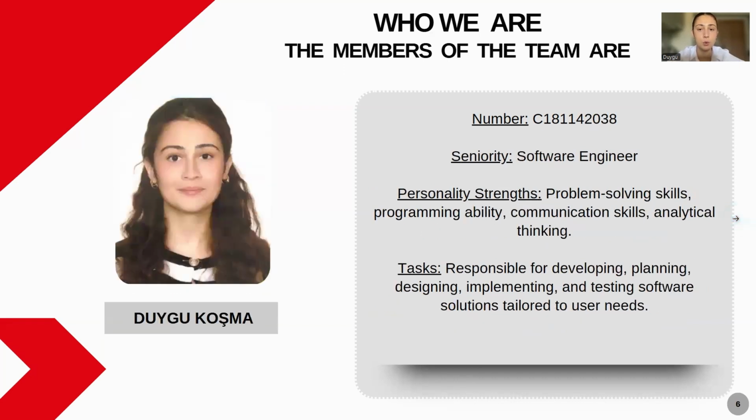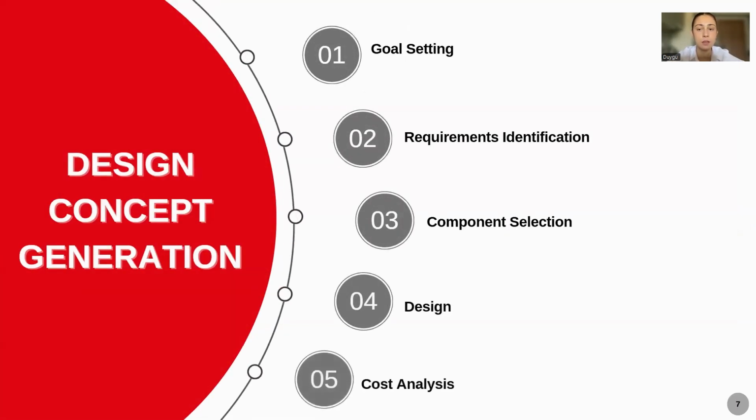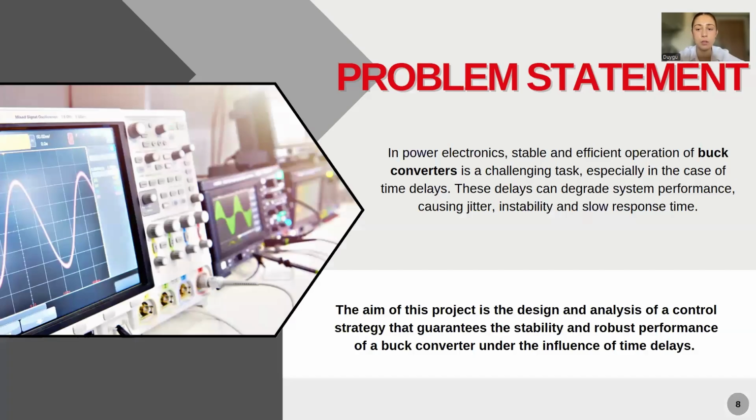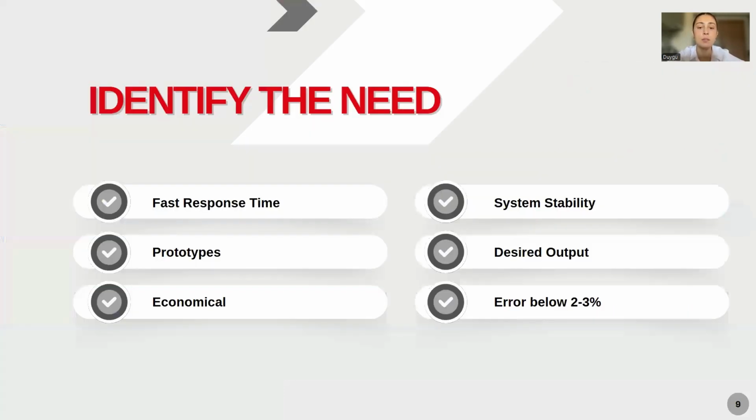Before starting the project, we determined the design concept generation method, and these are goal setting, requirement identification, etc. As you know, stable and efficient operation of converters is a challenging task because of time delays. So in order to analyze the time delay and design an appropriate control, we chose a buck converter that can make good observation. We identified the needs such as desired output, error value, and stability.